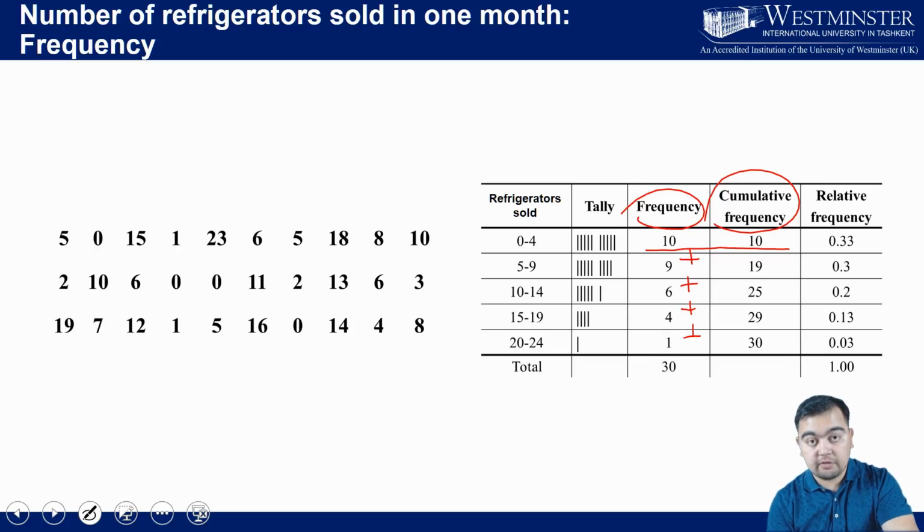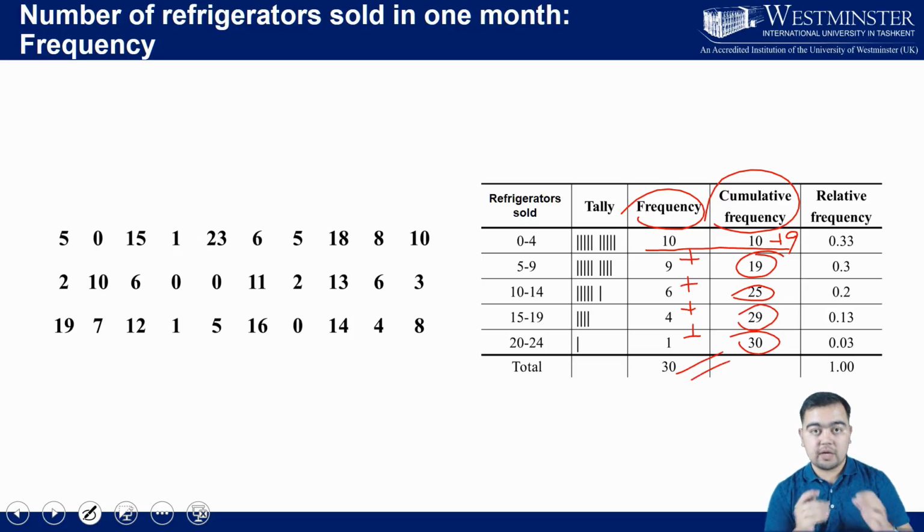Now in the second group we have the 9. We're going to simply add the 9 here and put it as 19 for the second group as a cumulative frequency. Plus the 6, it becomes the 25, plus the 4, that becomes the 29, and plus the 1, of course, it becomes 30. And why 30? Because we have initially, if you remember, 30 different days and 30 different observations.